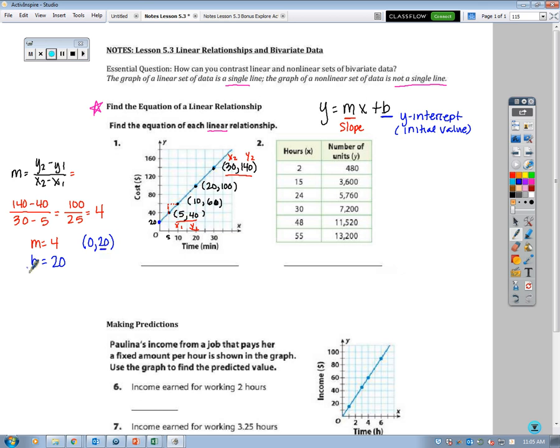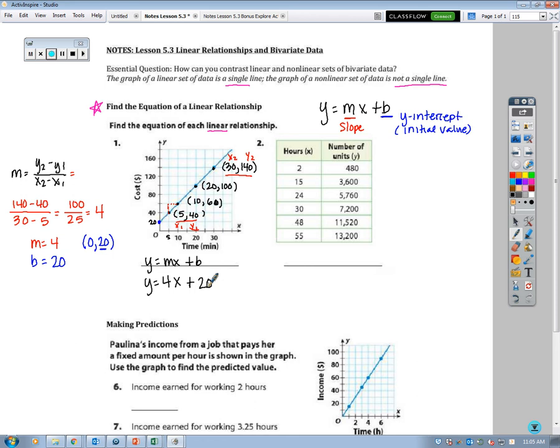So I've got my m, I've got my b. I'm going to plug those into my slope-intercept form. So y equals mx plus b. I'm going to plug them in, and I've got y equals 4x plus 20.